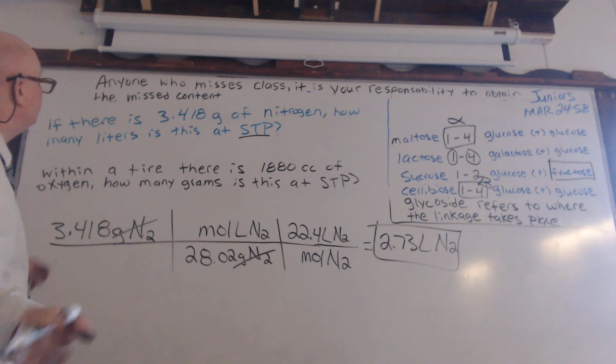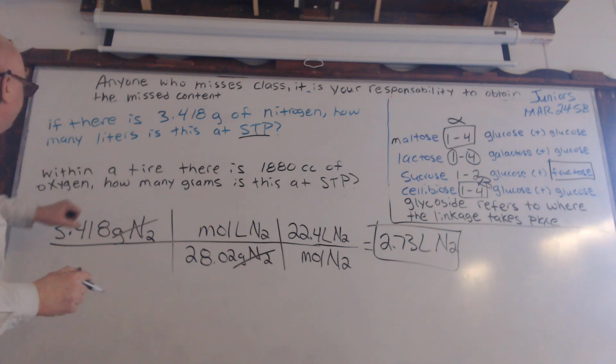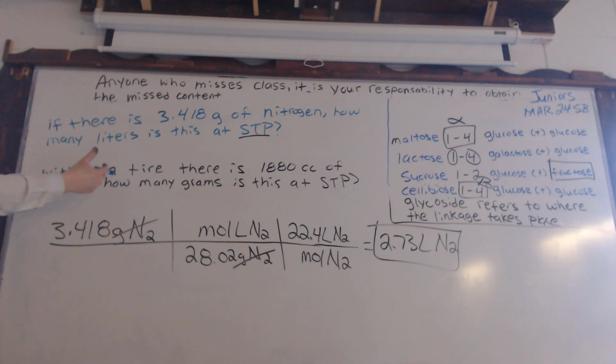So that is when you have a mass and you're converting to a volume. Okay. Well, what happens if we have this within a tire? There is 1880. I should have put 1881.